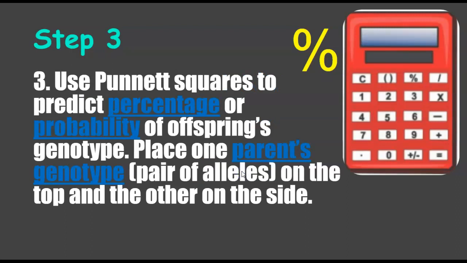After knowing all this, once we do the other steps and go through everything, we can use the Punnett squares to predict the percentage or the probability of an offspring's genotype, what the genes are going to look like. And then based off of that, we're going to be able to tell the phenotype, what they're actually going to look like. So first things first, you're going to place one of the parents' genotypes or pairs of alleles on the top, and the second parent's alleles you're going to put on the side.